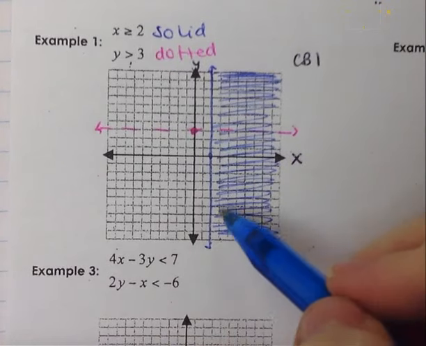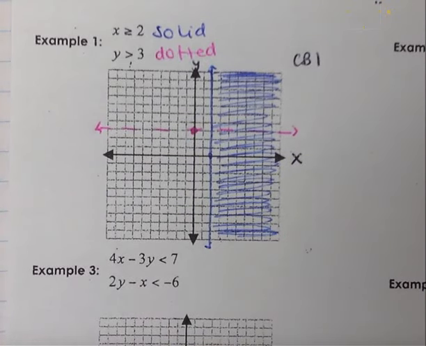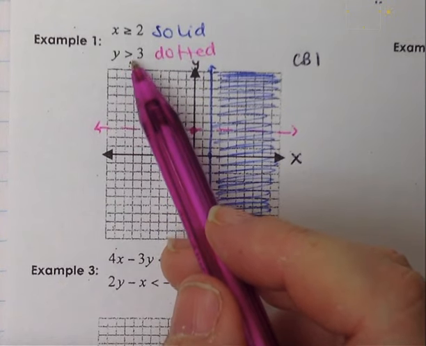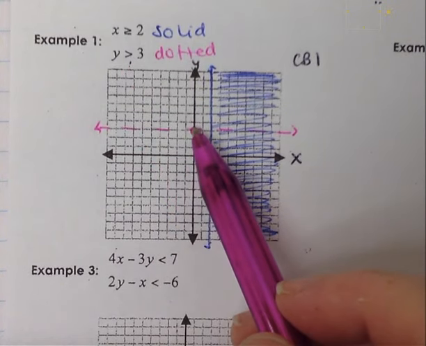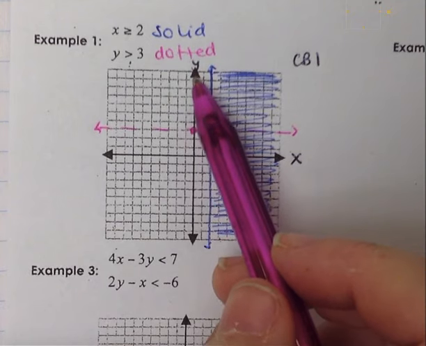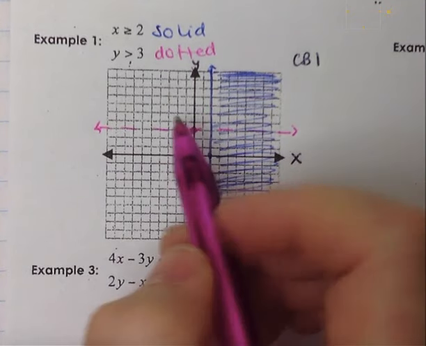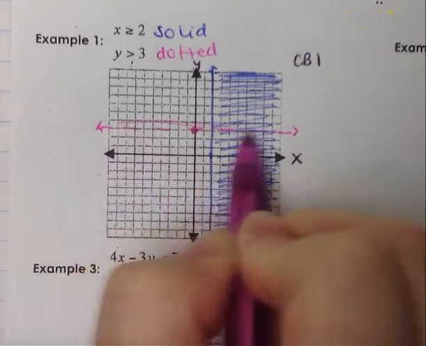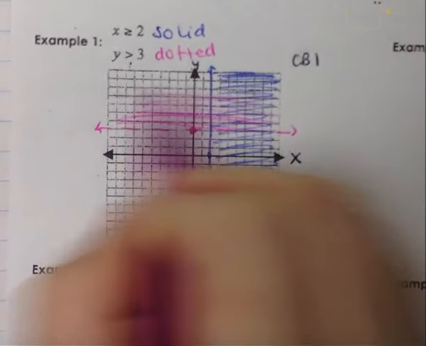I'm going with my blue. The next one I'm going with the pink. I want all of the y values that are greater than 3. So all of my y's that are greater than 3 are 4, 5, 6, 7, all of these above that pink line. So I go all the way to my pink line, and I want to shade above my pink line, everywhere on my pink line.